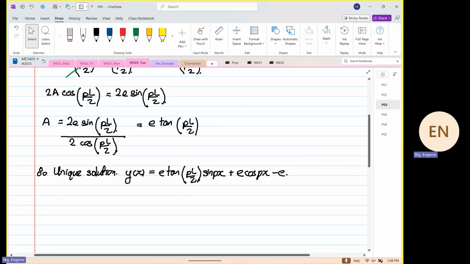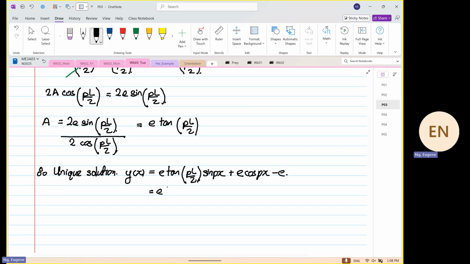Okay. So we gather the term together. E tangent P/2 sine px plus by cos px, okay, because we factor out the 2, and then minus 1. I think this is our equation number 9. Okay.